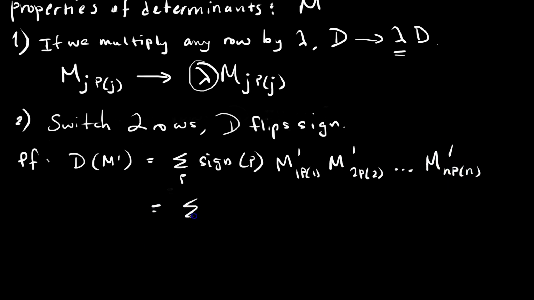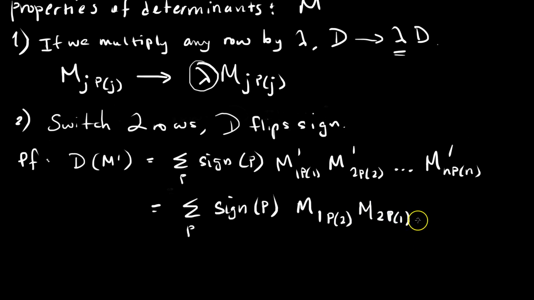And in terms of our original matrix, it's going to be M of 1, but P of 2. Because remember, we flipped the first and second row. So for the first row of the original matrix, it's going to be a permutation of the second row, because it's flipped. And similarly, for the second row, it's going to be permutations of the first row, because they're flipped. And everything else is going to stay the same.